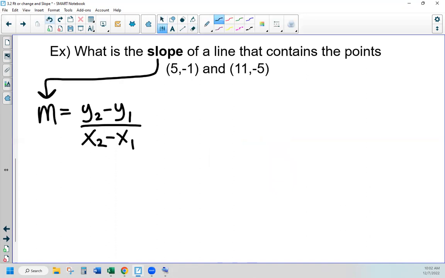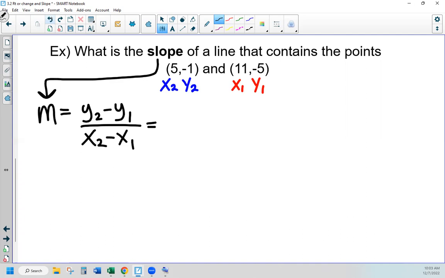The first thing that I'm going to do is I'm going to label them. I'm going to actually name my points. There are 2 points right here. We have this one and this one. Which one do I want to call point number 1? It doesn't matter. So let's just call this one point number 1. So that's my x1, my y1. And I'll call this point number 2. So you are going to be the x coordinate for point number 2. You're the y coordinate for point number 2. And now we put it in our formula. And that's it. There's nothing else to it.